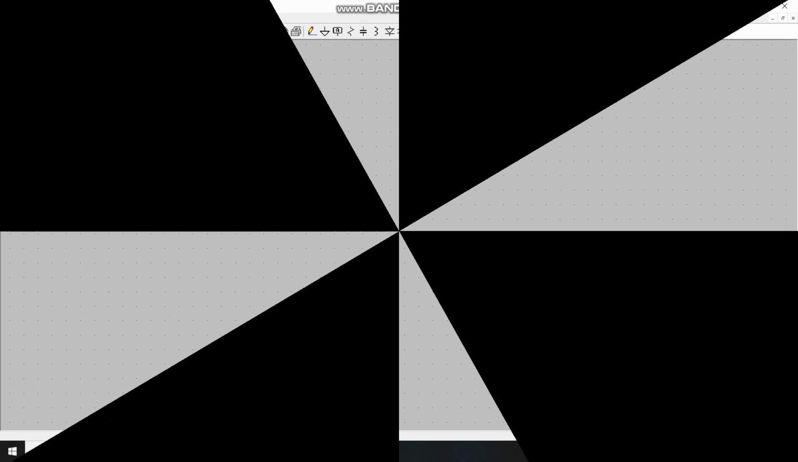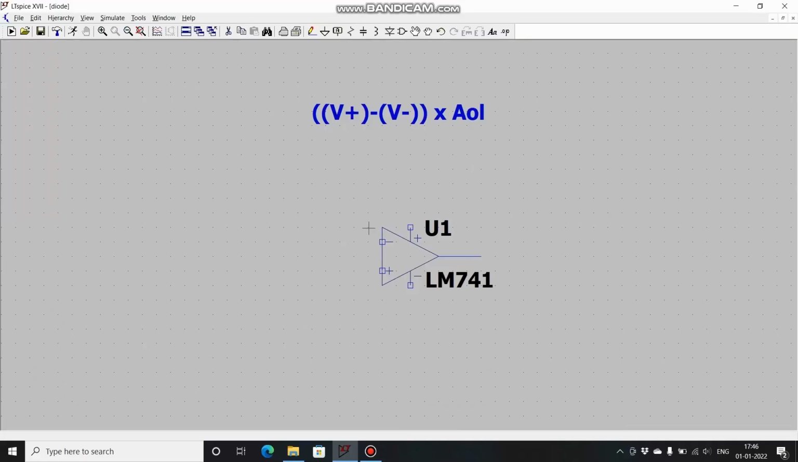So let's get started with comparators. Basically, a comparator is a circuit which will compare the voltage at these two input terminals and it will produce the output accordingly. In this video, I'm going to demonstrate this op-amp as comparator using IC LM741. Op-amp as comparator is a non-linear application of op-amps. Non-linear because the output is only going to have two states, either positive saturation or negative saturation.